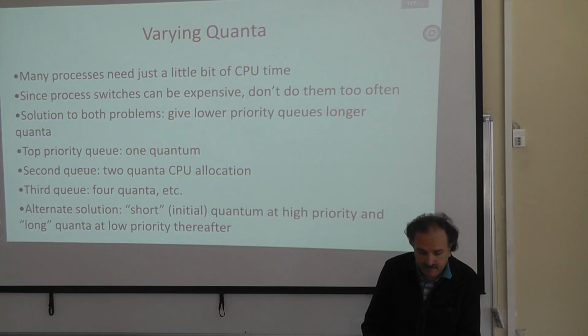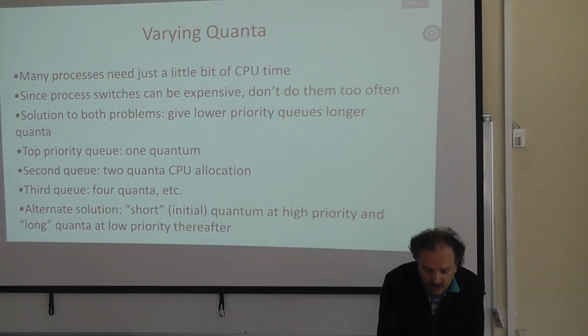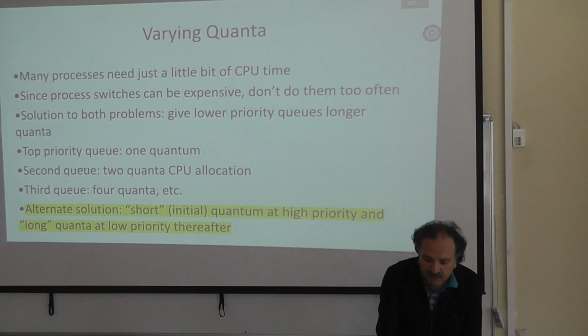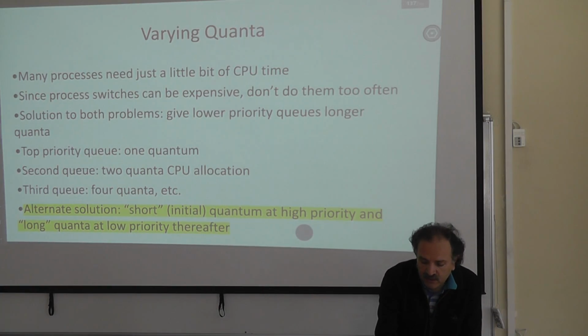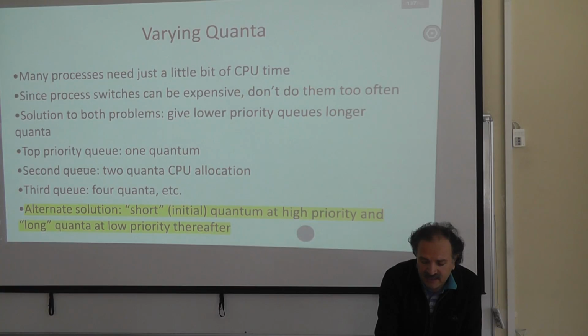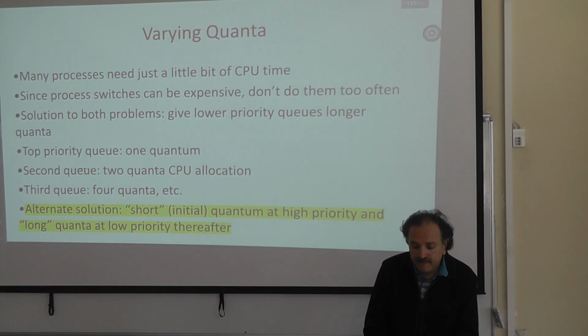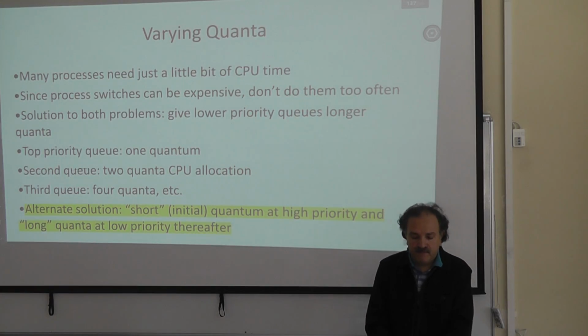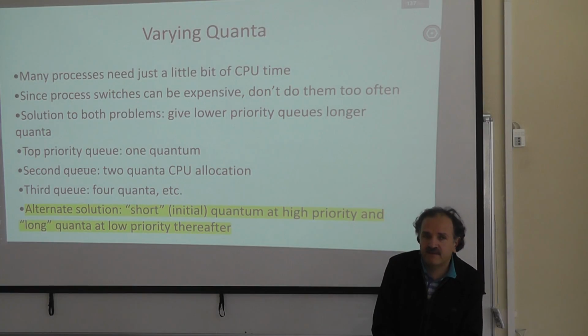Any questions? This approach has something to do with aging. Initially, we have a short quantum at high priority. When our process starts using too much CPU, I need to lower its priority, and when I lower its priority, I increase its quantum time. Long quantum at low priority thereafter.